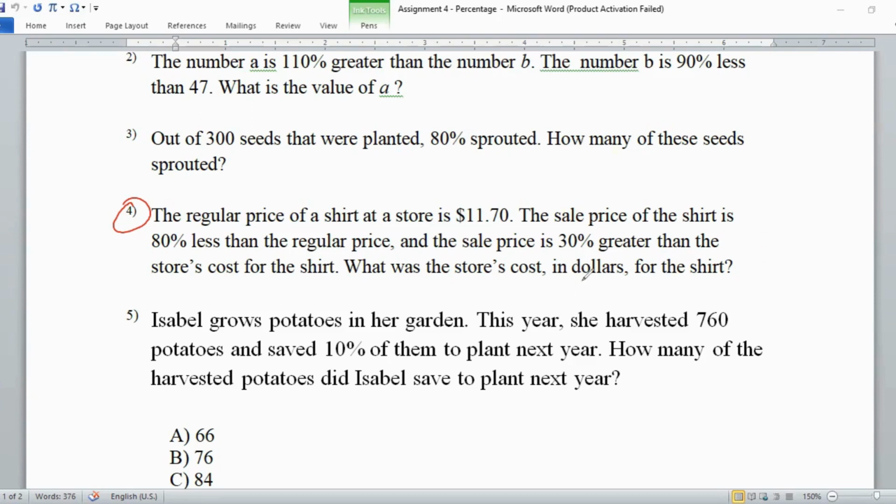So let us first consider the store cost. For representing the store cost, we are taking a variable which is C. Firstly, I will write an equation: the selling price is equal to 1 minus 0.80 multiplied by the regular price.